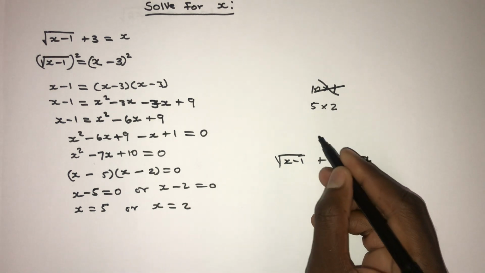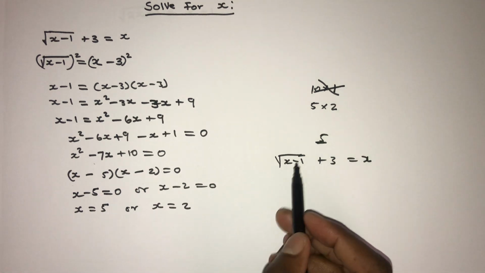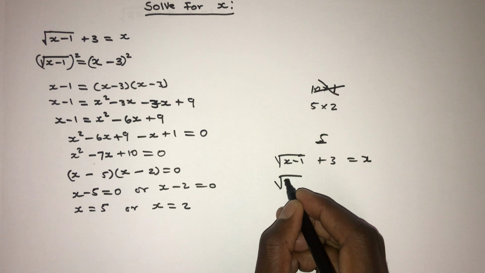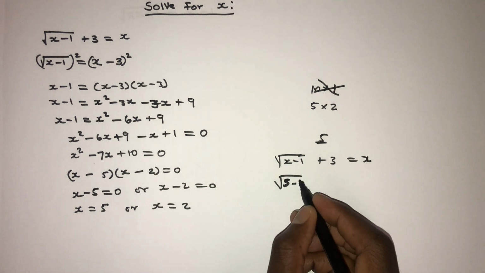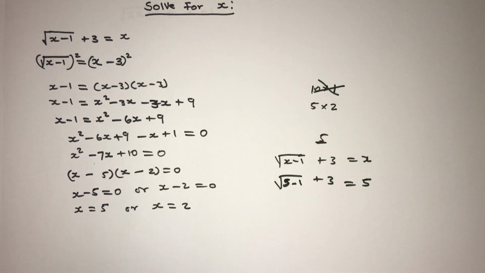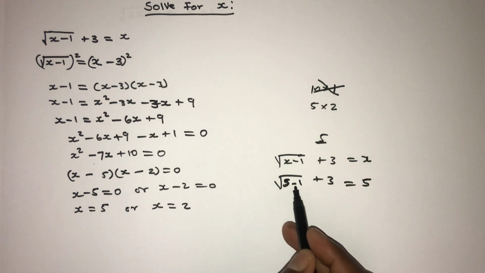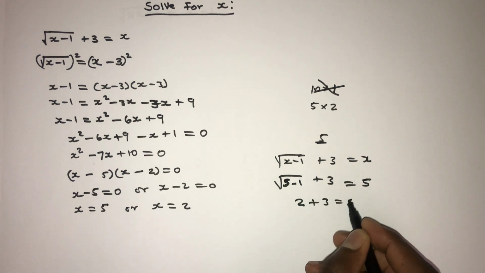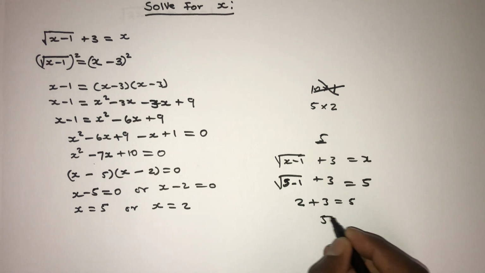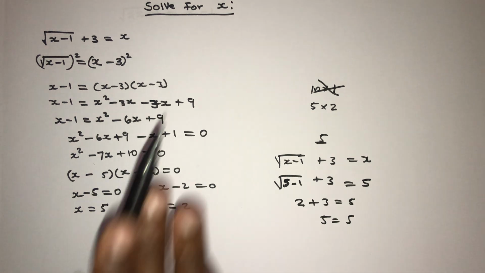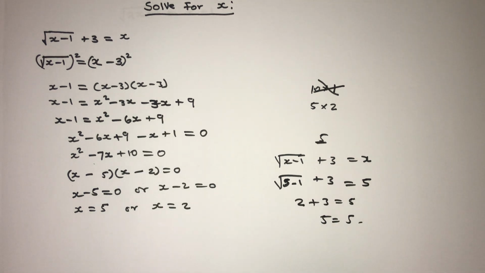Let's say for now we take 5. So x is equal to 5. We put 5 where there is x: 5 minus 1, then plus 3, equals 5, since our x is 5. So this is 5 minus 1, which is 4. The square root of 4 is 2. So 2 plus 3 is equal to 5. That means this one is correct. When we substitute, we get equal numbers. So let's check 2.